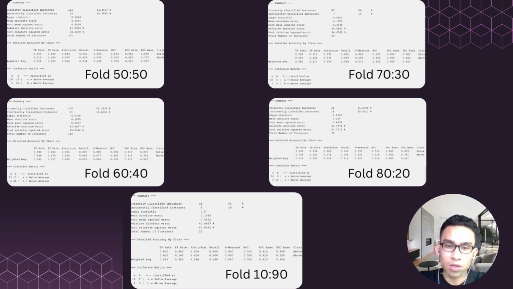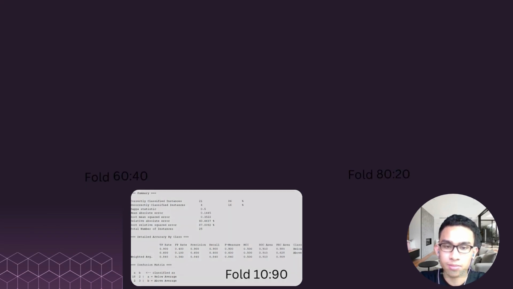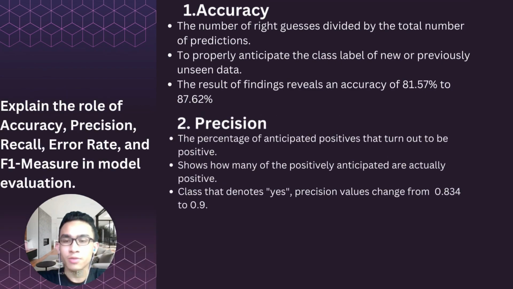So the next part will be the explanation of all the performance metrics in model evaluation. In this part, I'll be sharing with you the explanation of the role of accuracy, precision, recall, error rate, and F1 measure as performance metrics in model evaluation. For the first one, accuracy. Accuracy is defined as the number of right guesses divided by the total number of predictions. It is used in displaying how properly the model anticipates the class label of new or previously unseen data.